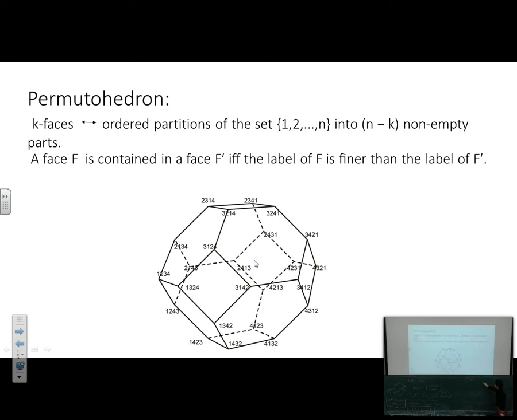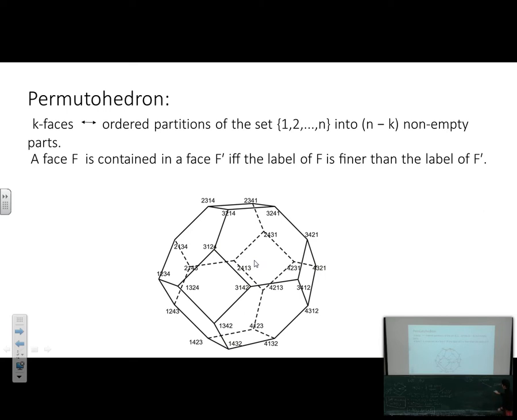So first of all, the vertices of the permutohedron are labeled by the elements of the symmetric group. For instance, here we have a vertex labeled, say, 2, 3, 1, 4, and another one labeled by 2, 1, 3, 4. Now I do something which looks a bit artificial. I put curly brackets around each of the numbers, and I treat it as an ordered, linearly ordered partition of the set of indices into 4 non-empty parts, so to say.